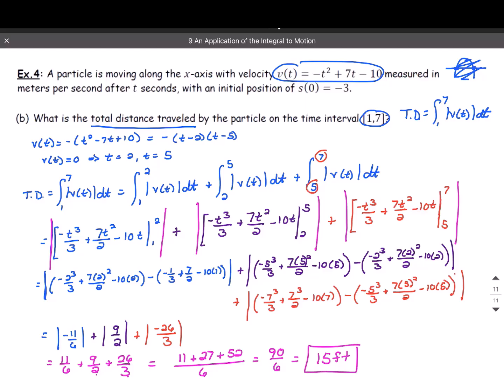The hardest part of this one was the fractions. Okay, I promise not to give you one with that many fractions on a test or a quiz. All right, unless it's on the calculator part.